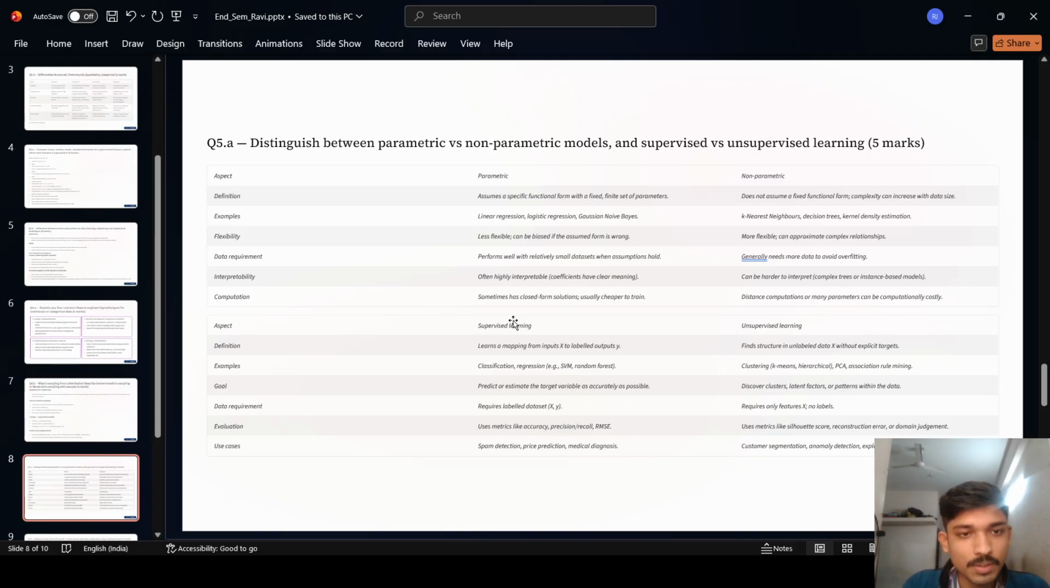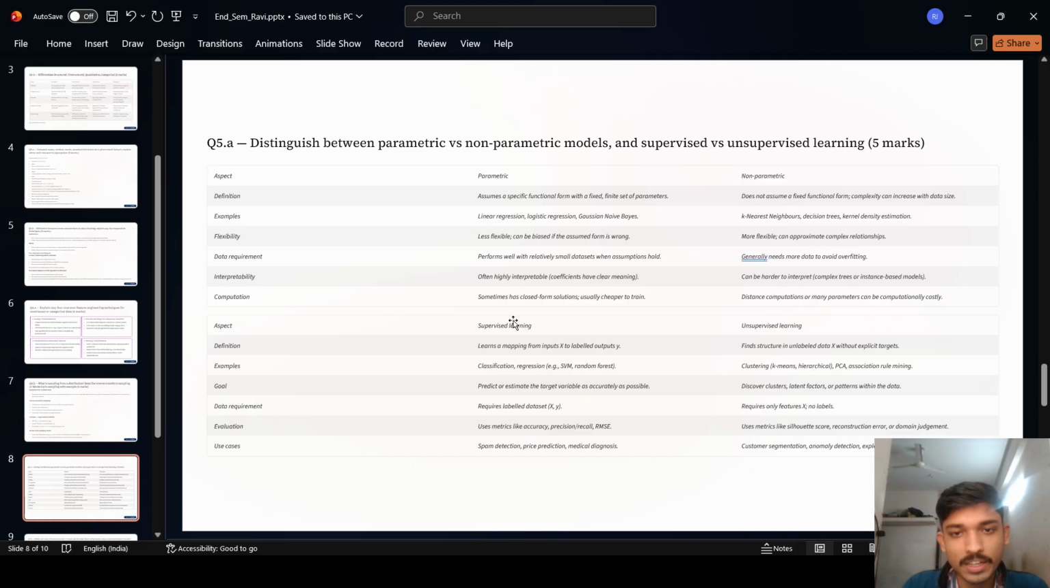Parametric is less flexible and can be biased if the assumed form is wrong. Non-parametric is more flexible and can approximate complex relationships. On data requirement, parametric performs well with relatively small data sets when assumptions hold, and non-parametric generally needs more data to avoid overfitting.